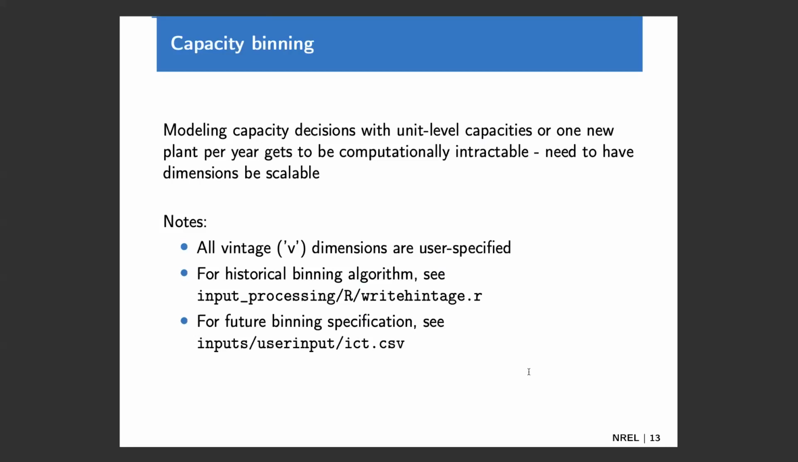So first, the historical binning algorithm, see this write_hintage.r script. What it does is a k-means clustering, and it processes the unit information into these clustered bins based on their heat rates. And then for future binning specification, see this inputs user input ict.csv file. I can show this later if anybody's really interested, but it provides a combination of technologies and years over which you're going to aggregate a representative plant. And I'll talk about that in 1 second.